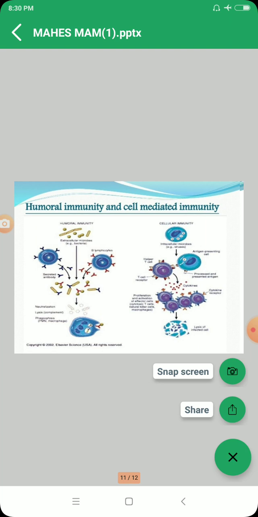Here the presentation gives us these details for humoral immunity and cell mediated immunity.